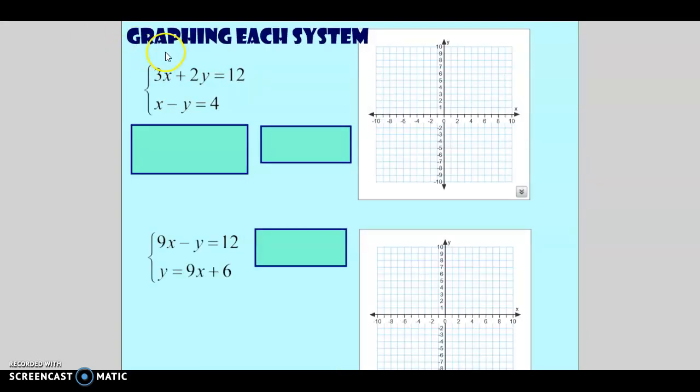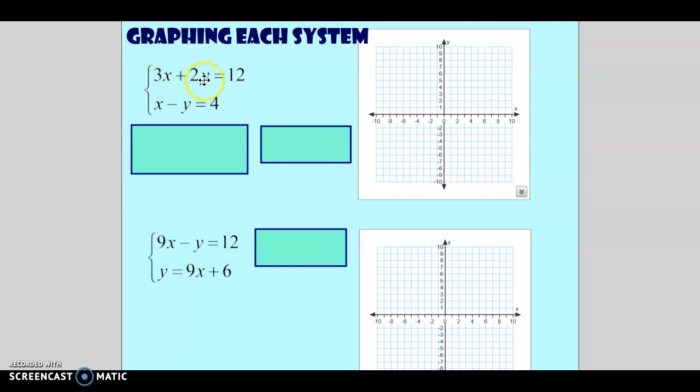Our next example, again, is going to ask us to graph. If they ask us to graph, then that is going to give us a visual, and hopefully it would be an integer answer, unlike our first one. But the problem with the way these are written right now is they're not in y equals form.